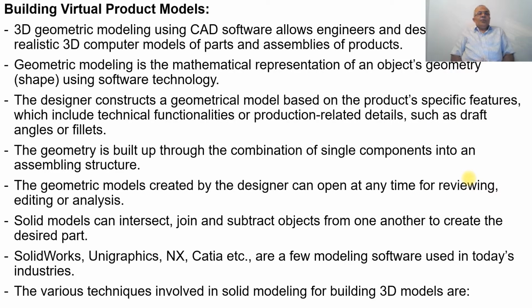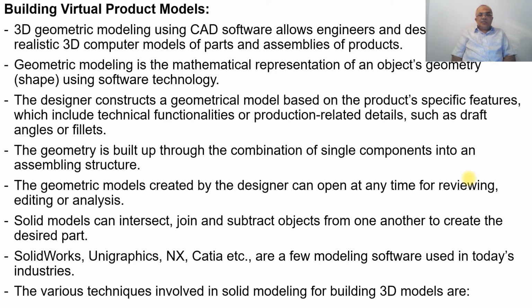Now, in this video, we are going to discuss building virtual product models. 3D geometric modeling using CAD software allows engineers and designers to build realistic 3D computer models of parts and assemblies of products. Geometric modeling is the mathematical representation of an object's geometry using software technology. Basically, this is used for creating a three-dimensional model, where we are talking about a solid model.